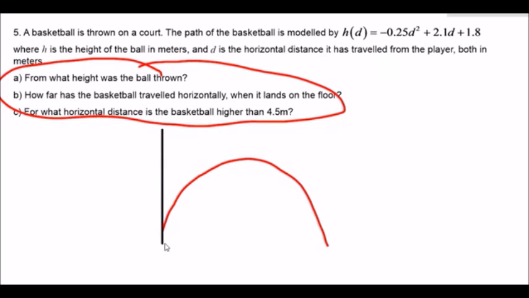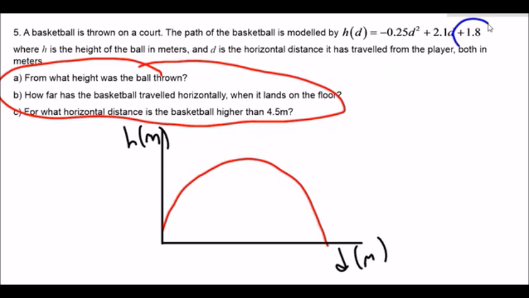So I'm comparing the height above the ground to the distance that it travels from the person who threw the ball. So this is height in meters, and this is distance in meters. So what else do I know without doing any math? Well, I know this value is important. That value represents the initial height of the ball.